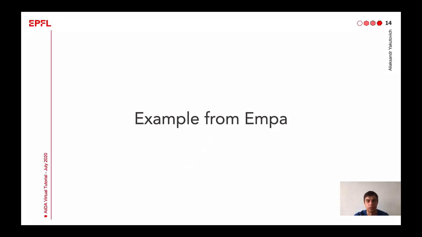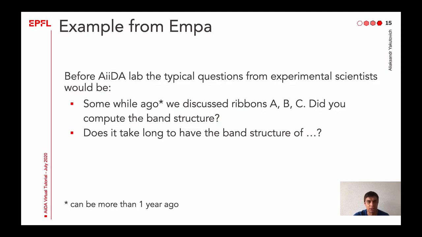Another example of usage of AiiDA lab comes from the Swiss Federal Laboratories for Materials Science and Technology, called EMPA. The laboratory I'm going to talk about is interested in electronic properties of graphene nanoribbons. As you can imagine, the task of computing the electronic band structure is a routine operation that they perform on a daily basis. However, before AiiDA lab was introduced to them, the typical problem that they had was the following.